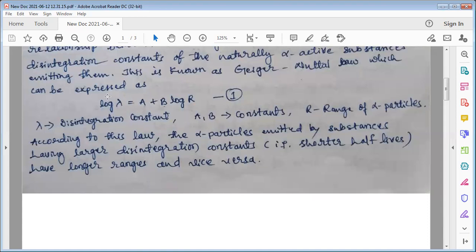This is very clearly seen in this equation 1. So this is the range of the alpha particle, and as these two are constants, this disintegration constant lambda is directly proportional to the range of the alpha particles. So this is referred to as the Geiger-Nuttall law.